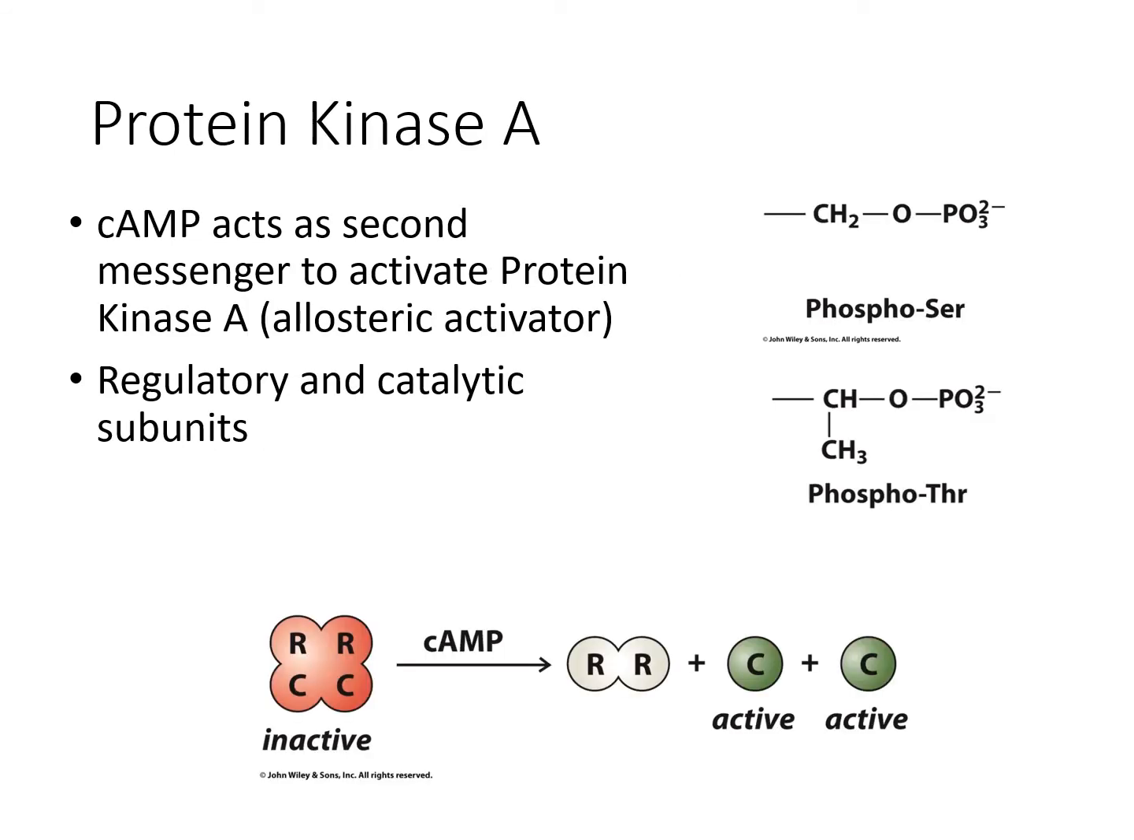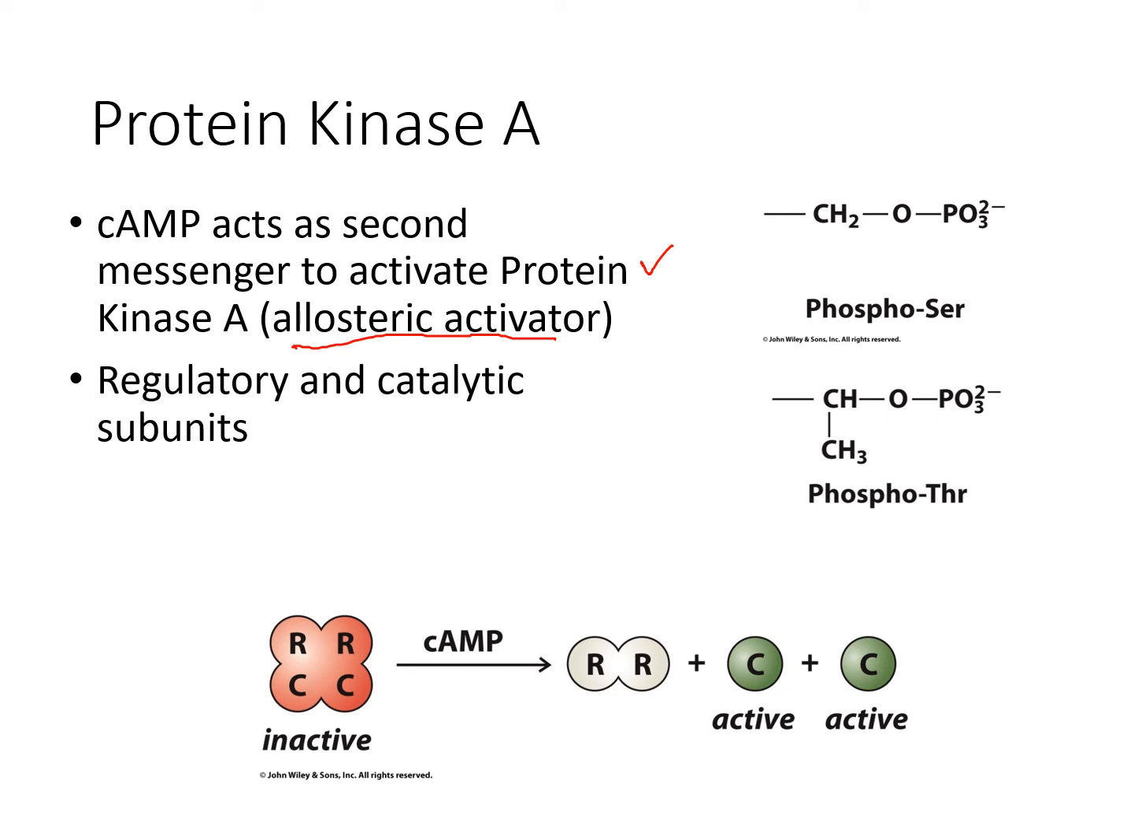Here is an example of the second messenger, and how the second messenger acts through protein kinase A. Here, cAMP acts as a second messenger to activate protein kinase A. Remember, in the previous slide, I mentioned that the adenylate cyclase will convert the ATP to become cAMP, and that is the effector from the activation of the G protein. So now the cAMP acts as a second messenger to activate another enzyme, which is protein kinase A, and this is considered an allosteric activator.